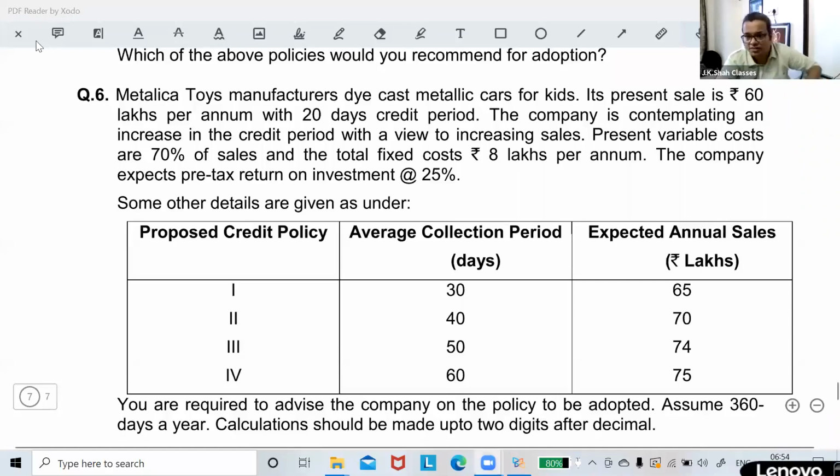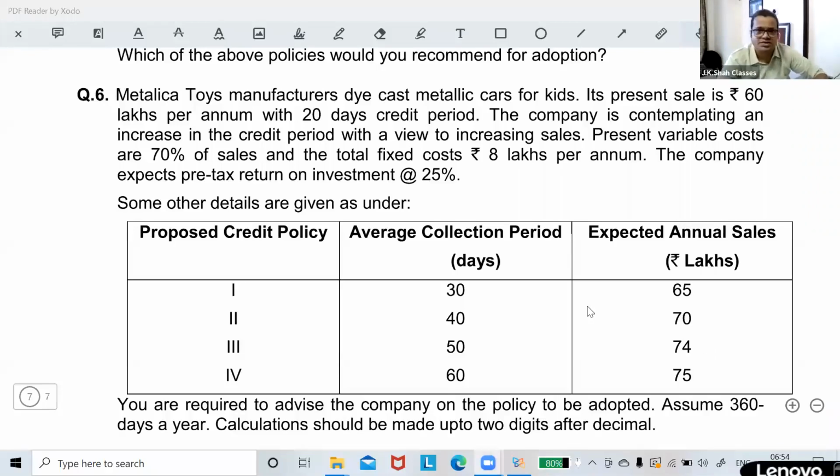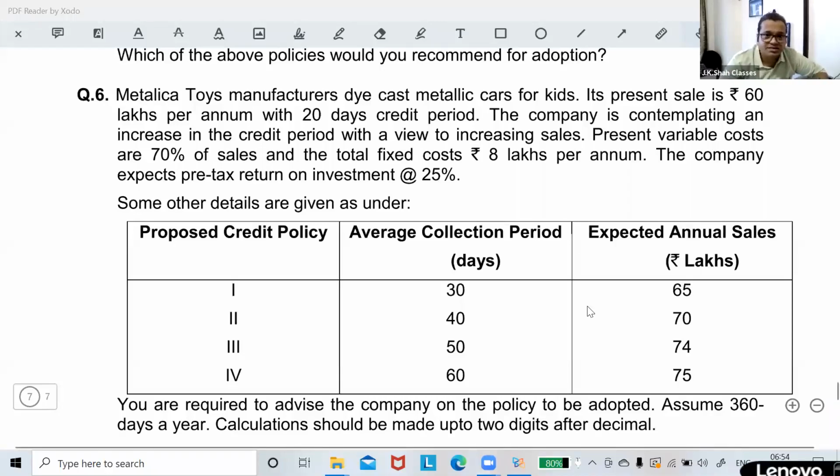Metallica, toy manufacturers, die cast, metallic car for kids. You have any difficulty in understanding this? You know what happens to it?